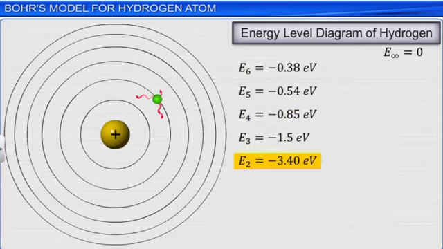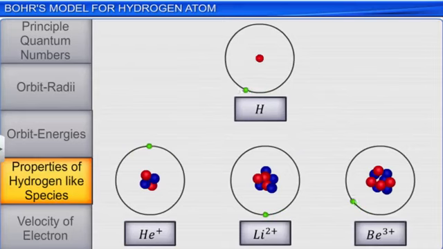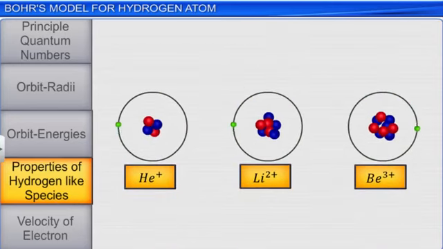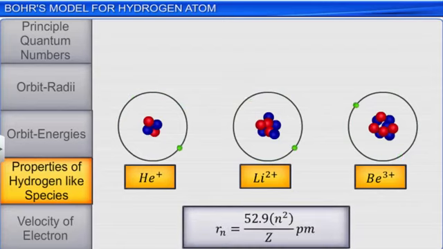Bohr's theory also applies to other ions which are isoelectronic with hydrogen, such as helium plus, lithium 2 plus, and beryllium 3 plus ions that contain 1 electron each. The energies of the stationary states of hydrogen-like species are given by the expression En is equal to minus Rydberg constant multiplied by the square of atomic number divided by the square of principal quantum number. The orbit radii of these ions is given by the expression Rn equal to Bohr's radius multiplied by the square of principal quantum number divided by the atomic number.